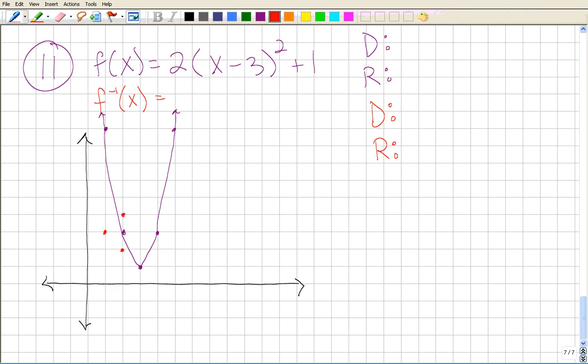Or if you want, you could just think, all right, if I turn my head sideways, then I can go, oh no, look at what happened. Sad teacher. Let's fix that.